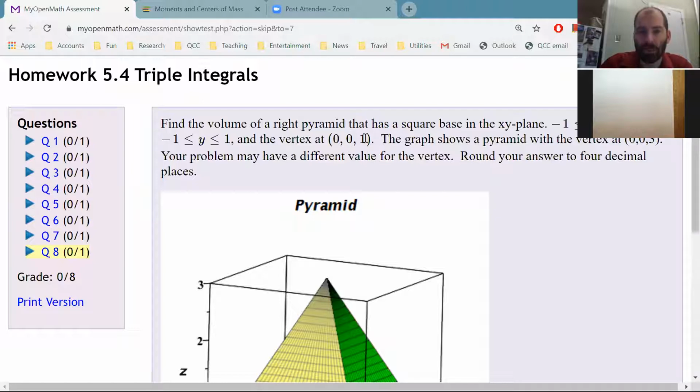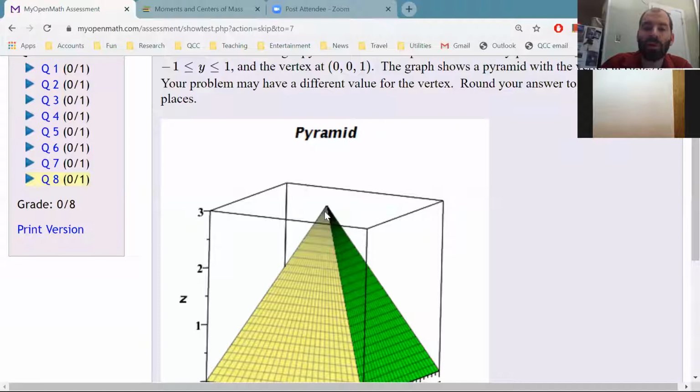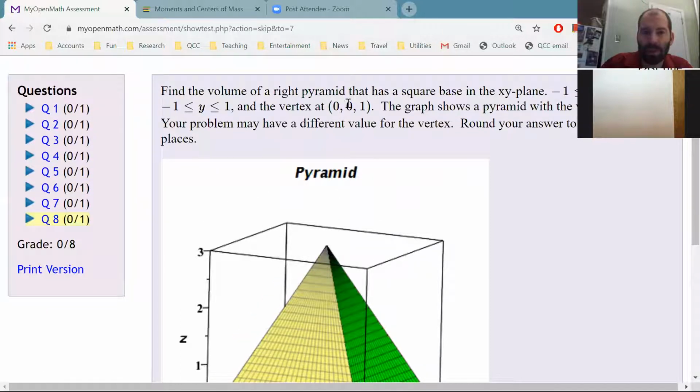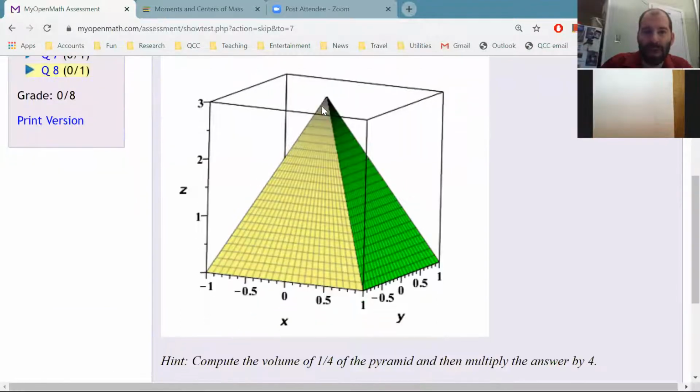And this varies from problem to problem. Unfortunately, the picture doesn't quite reflect where the vertex is. They tell you the graph shows a pyramid with the vertex at 0, 0, 3. Your problem may have different values for the vertex, so you're going to have to think about how yours might look a little bit different. All it's going to do is lower or raise the position of this vertex. In my problem, the vertex is at 0, 0, 1, so I'm going to imagine that this is height 1 here.